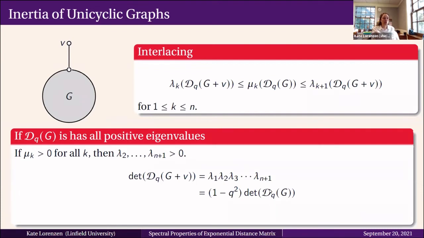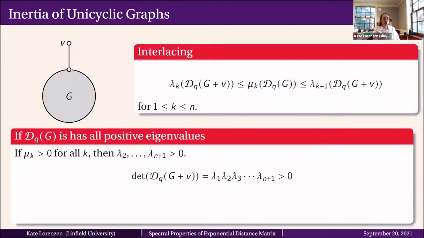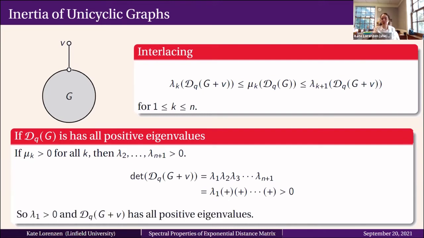Right? And I know, since the determinant of my original smaller graph has all positive eigenvalues, I know my determinant is positive. And since q is between 0 and 1, I know 1 minus q squared is also going to be positive. So I know this product is going to be positive, which means I have a product of eigenvalues that is positive, and I know all but one of them is positive. Therefore, my last eigenvalue is also positive. All right, so we have that.